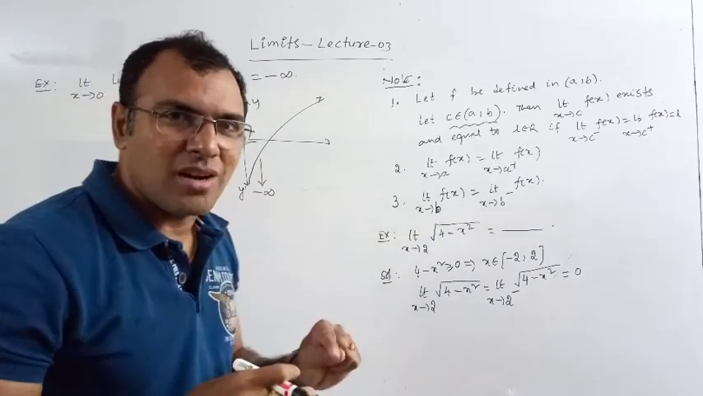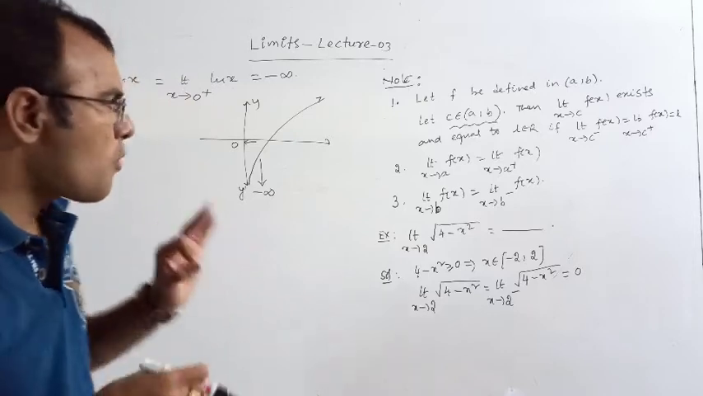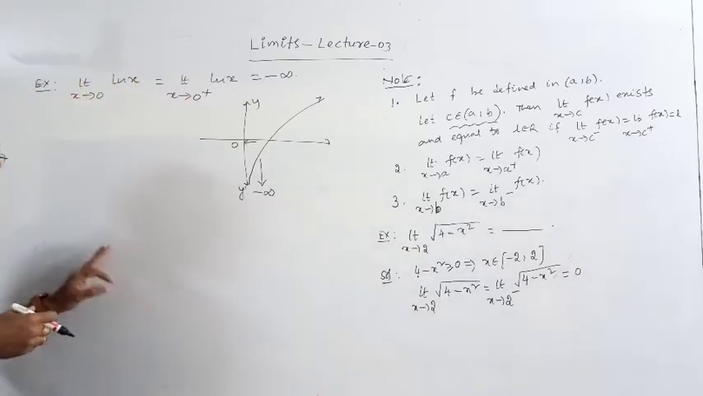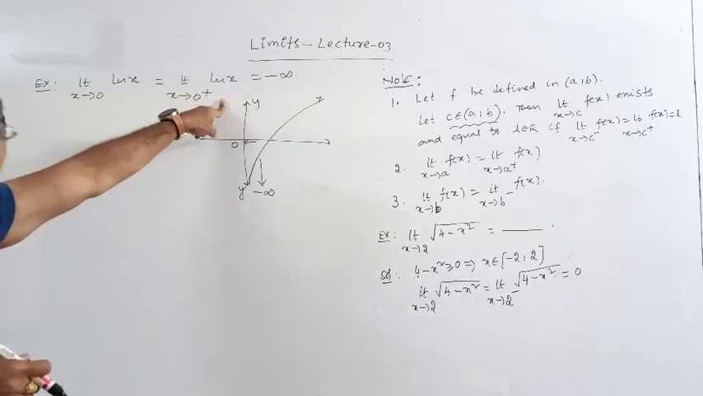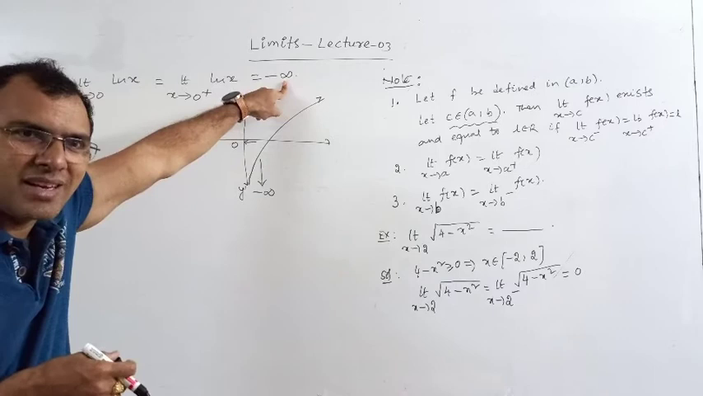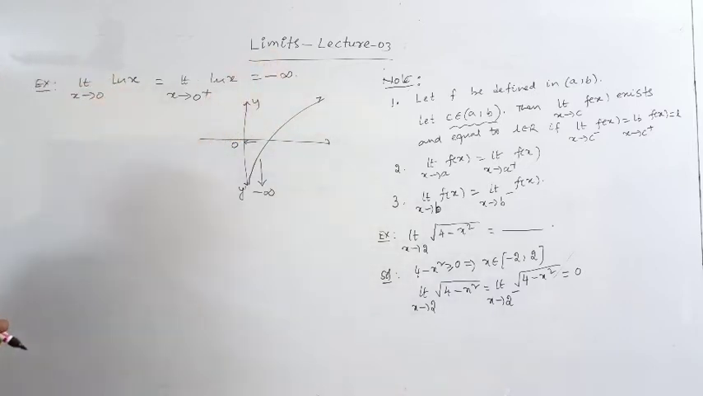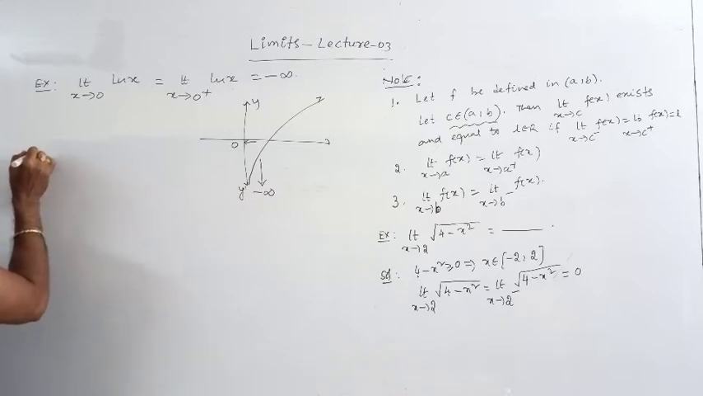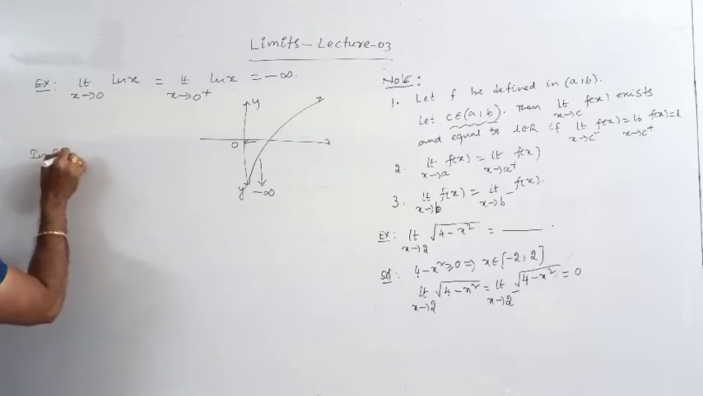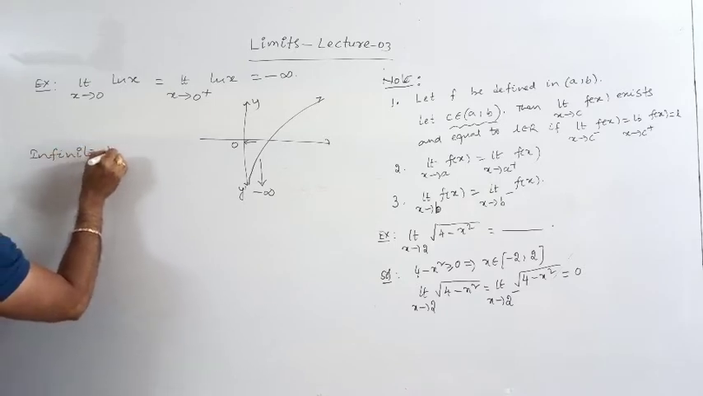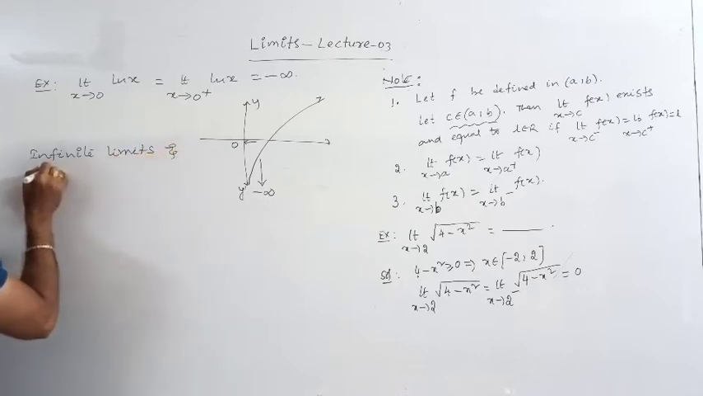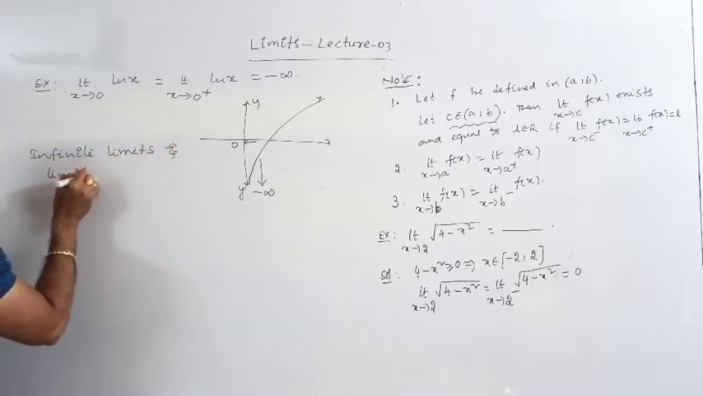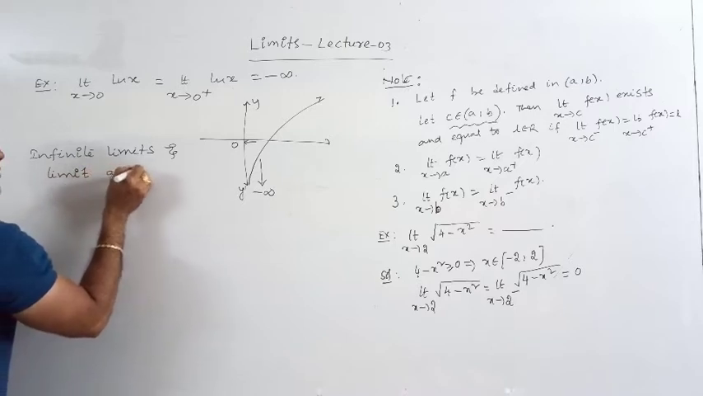So, if you know the graphs perfectly, so many limit concepts you can understand very simply. This is a very, very important thing. So here I have written infinity, right? So I have to give some definitions. So infinite limits and limits at infinity.